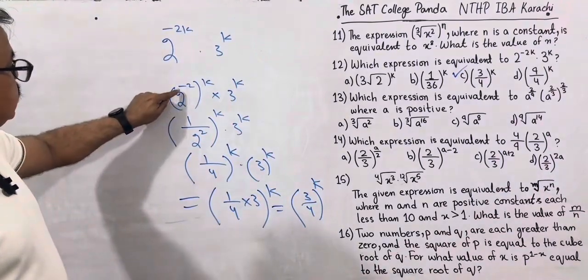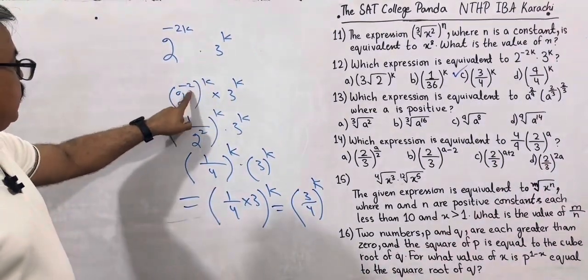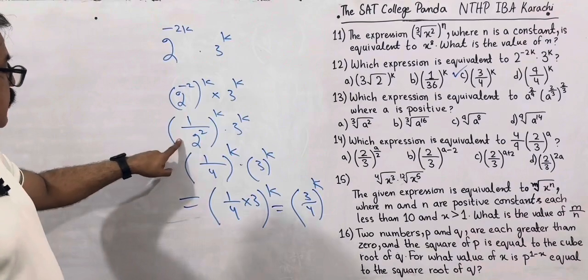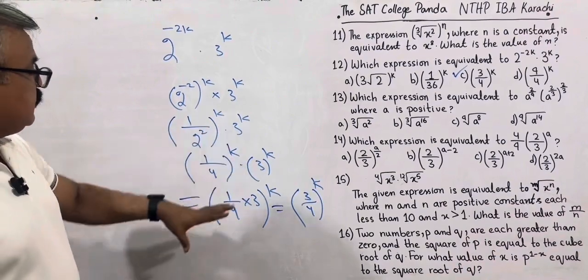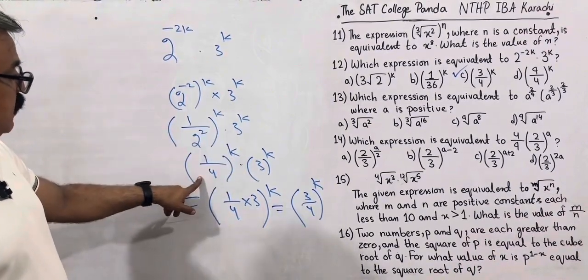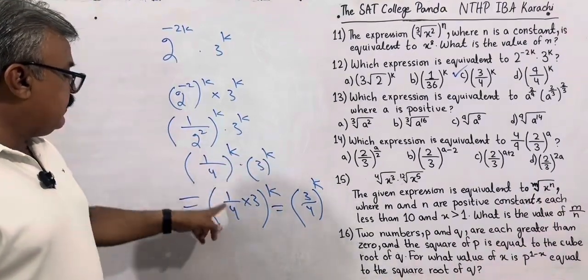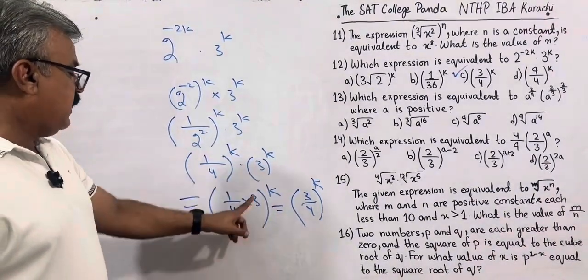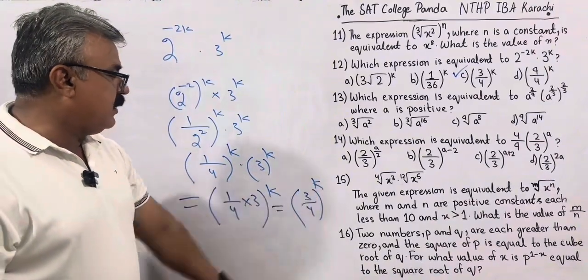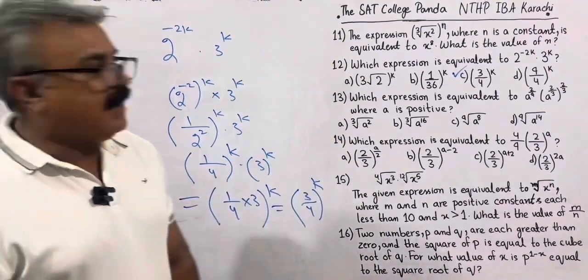I have written 2 raised to negative 2 times k. Turn the negative exponent to positive. It can be written as 1 upon 2 squared raised to k times 3 raised to k. 1 upon 2 squared means 1 upon 4 raised to k, times 3 raised to k. Both have the same power and are in multiplication. I have written 1 upon 4 times 3, raised to k. So 3 over 4 raised to k is our final answer.